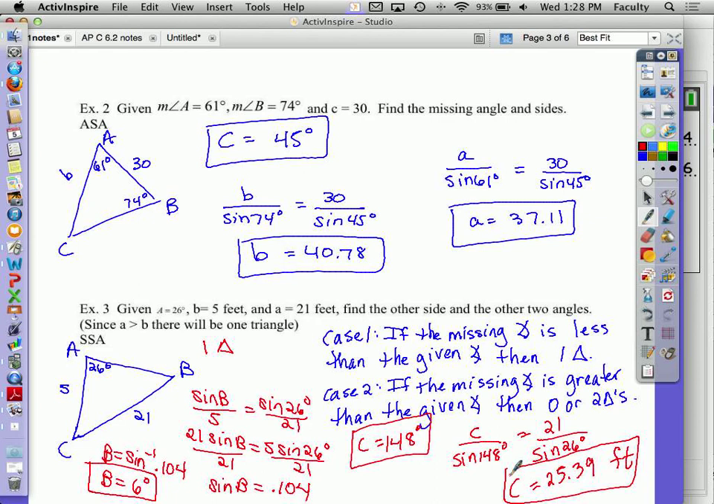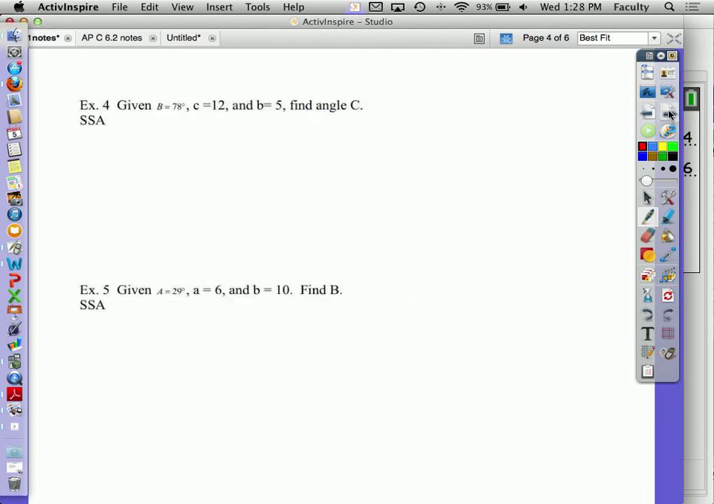You know, just check the back of the textbook to see, did they go 2 places? Then you go 2 places. All right, any questions on that one? So, this was case 1. The missing angle was smaller, so it was one triangle. Notice we're going to do 3 of this type, so we're going to see all 3 types.